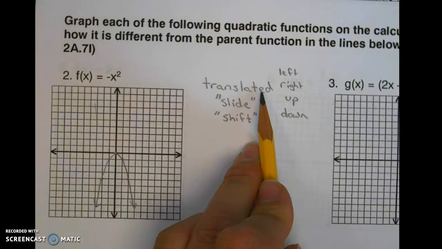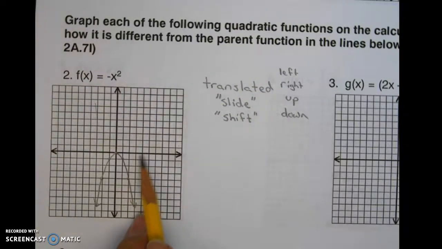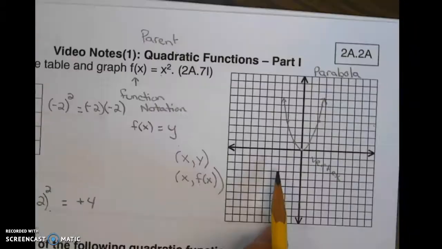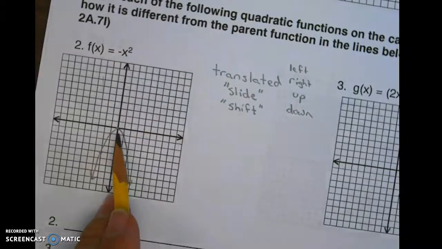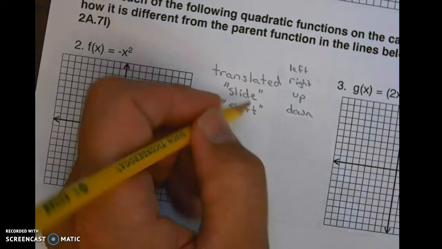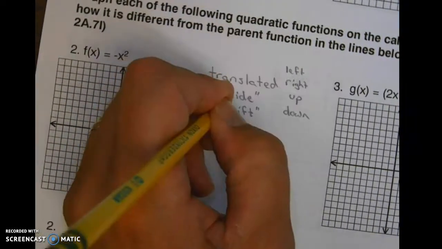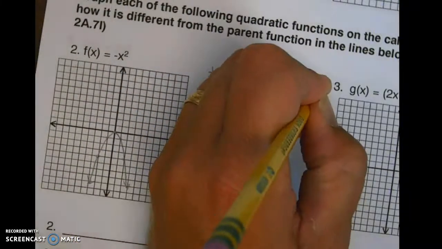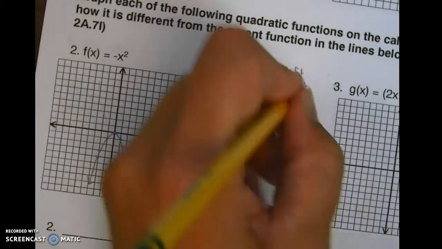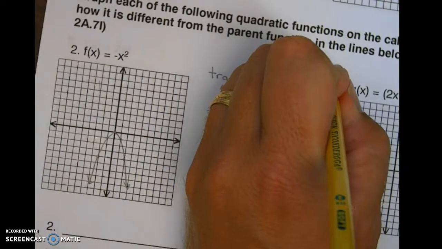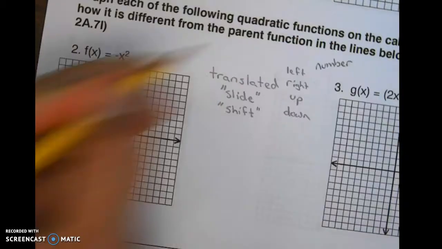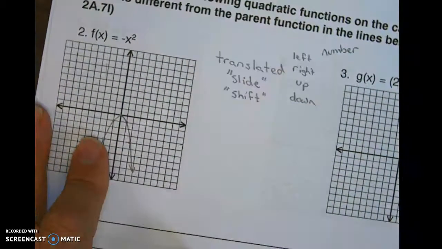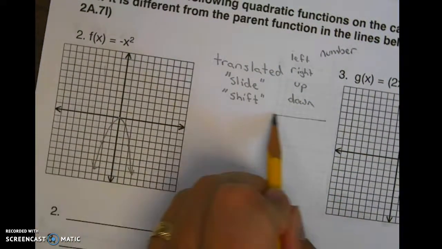Translated, in this case, it didn't get translated. We always go from the vertex, and the vertex is in the same place, so it wasn't translated. So if it was translated, you'd write translated, you'd write the direction, and then you would write the number. The number. How many units? Okay? Well, not translated.